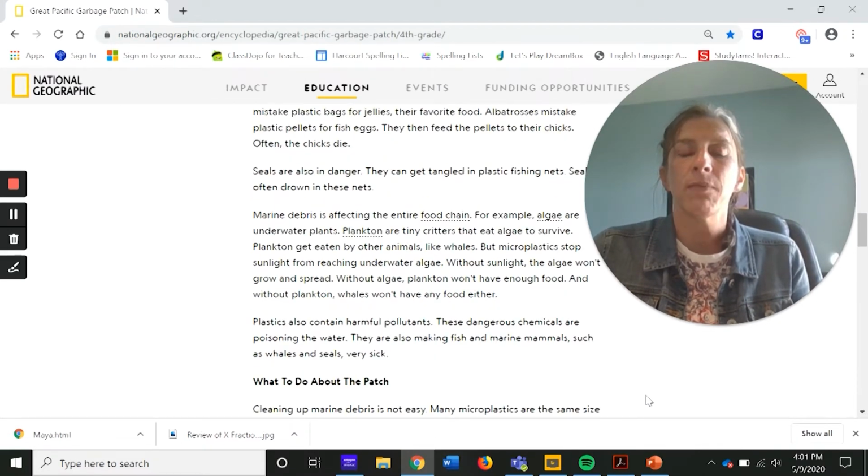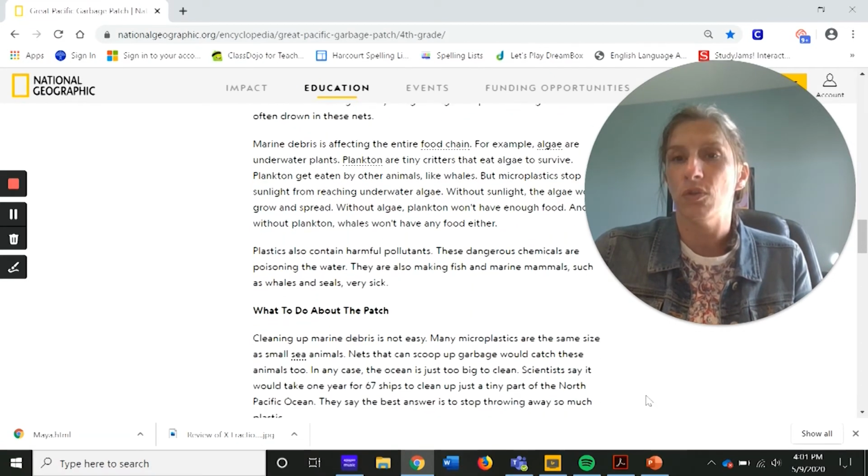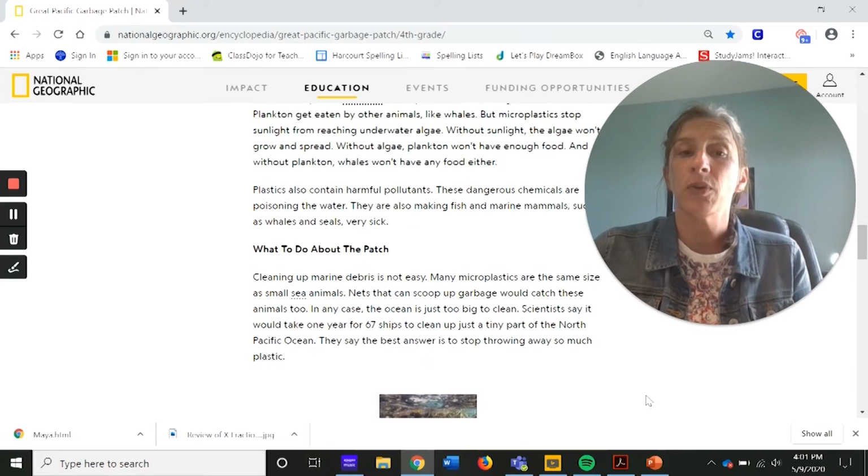Plastics also contain harmful pollutants. These dangerous chemicals are poisoning the water. They are also making fish and marine mammals, such as whales and seals, very sick. What to do about the patch? Cleaning up marine debris is not easy. Many microplastics are the same size as small sea animals. Nets that can scoop up garbage could catch these animals too.